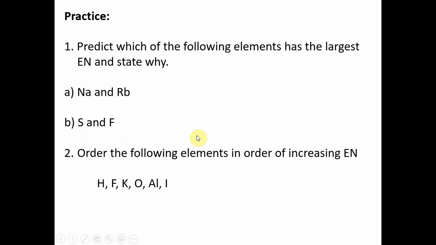If I were to order these six elements in order of increasing electronegativity, that is, the most electronegative to the right, what would that order be?